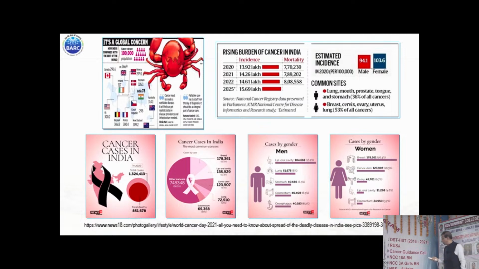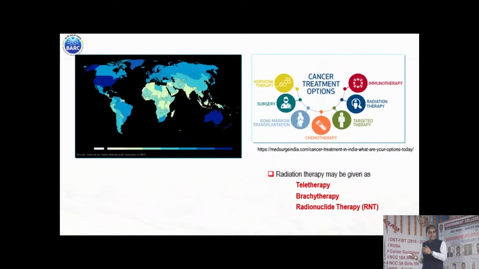If you look at the world scenario, this is the world scenario, and as we go from this side to this side, that indicates the number of cancer incidences per million people. This side is high, this side is low. If we look here in India, we are somewhere here. The number of incidences per million people is comparatively less compared to the western world.